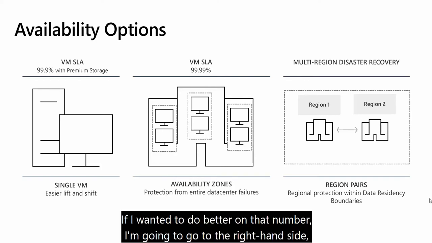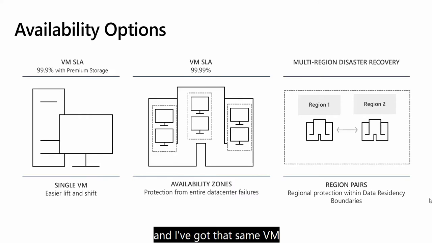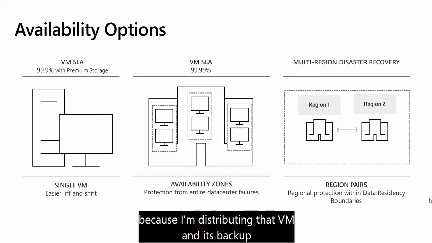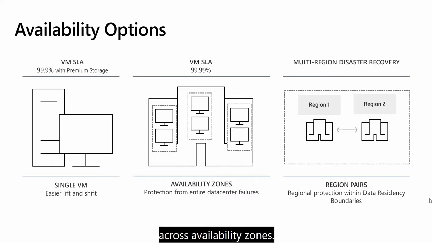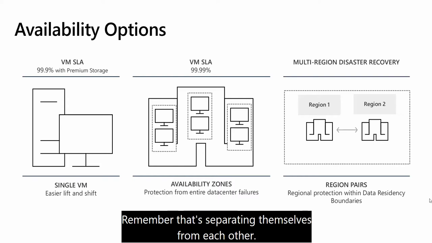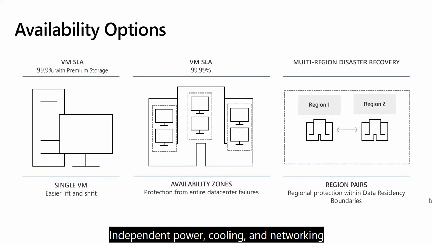If I wanted to do better on that number, I'm going to go to the right-hand side, and I've got that same VM with an SLA of 99.99. So it's a higher SLA because I'm distributing that VM and its backup across availability zones. Remember, that's separating themselves from each other, independent power, cooling, and networking in a region.